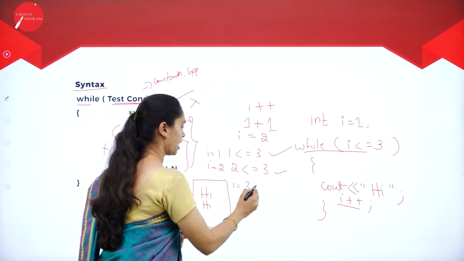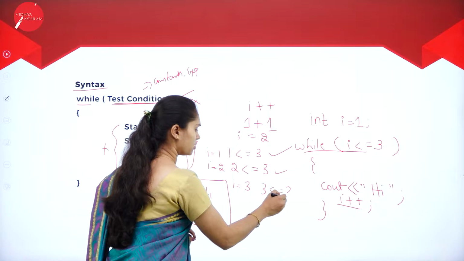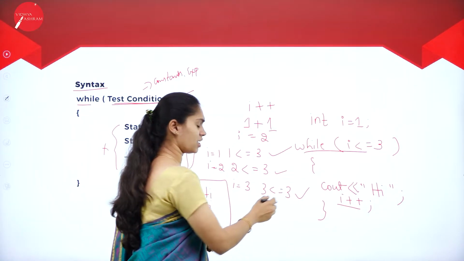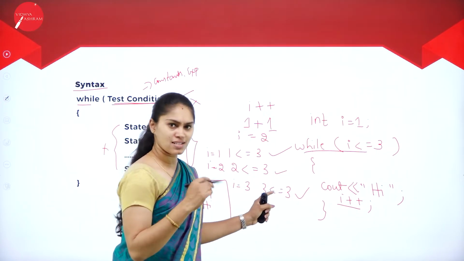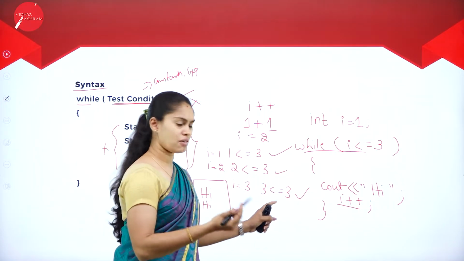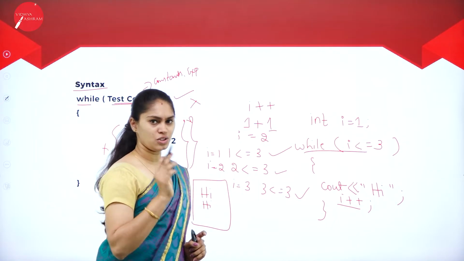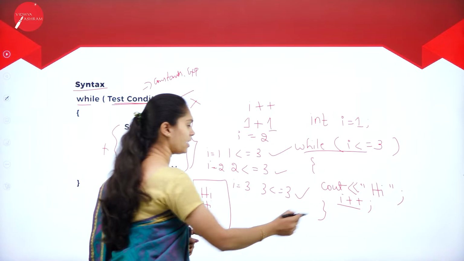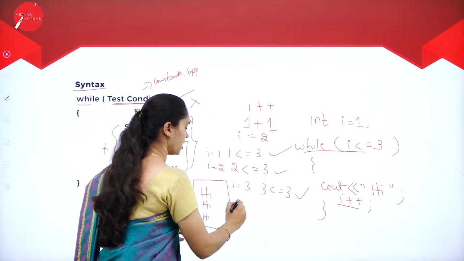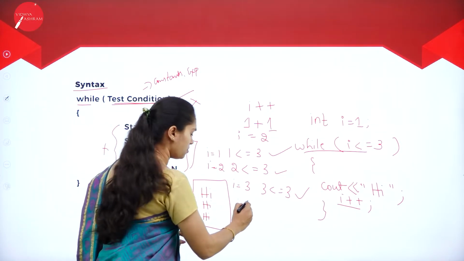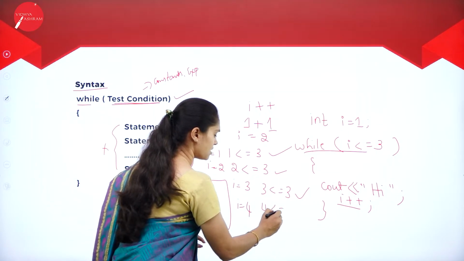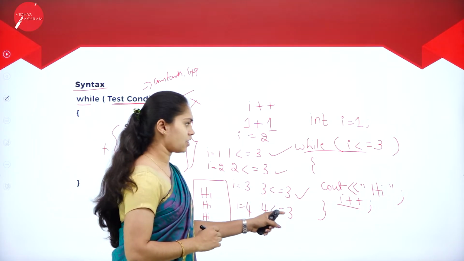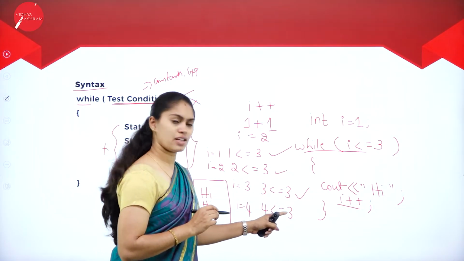The value of i is 3. Is 3 less than or equal to 3? Yes, that is true. 3 is not less than 3, but it is equal to 3, so we consider this a true statement. Again, high will be executed and i will be incremented by 1. It was 3, and 3 plus 1 becomes 4 now. Again I am checking the condition here: is i less than or equal to 3? Is 4 less than or equal to 3?